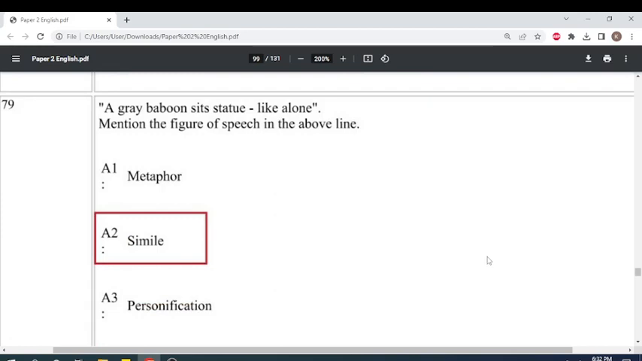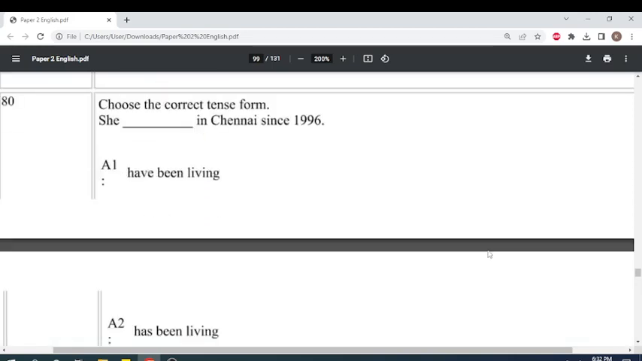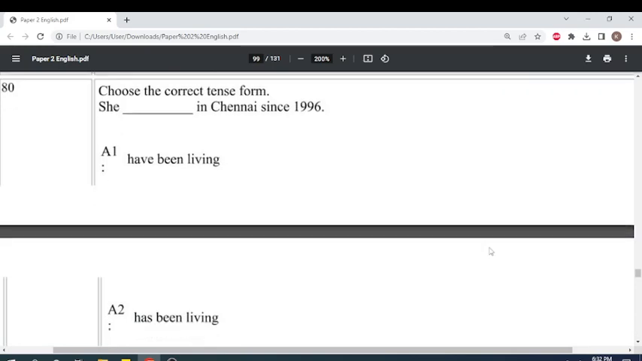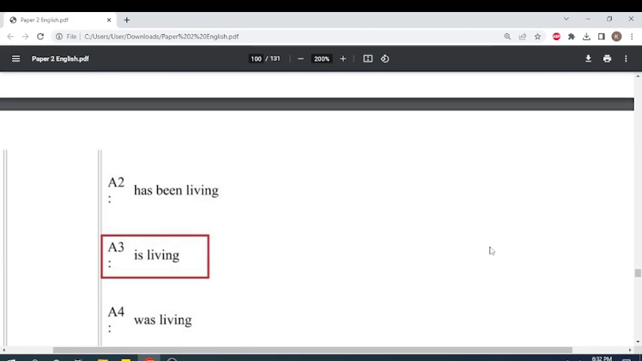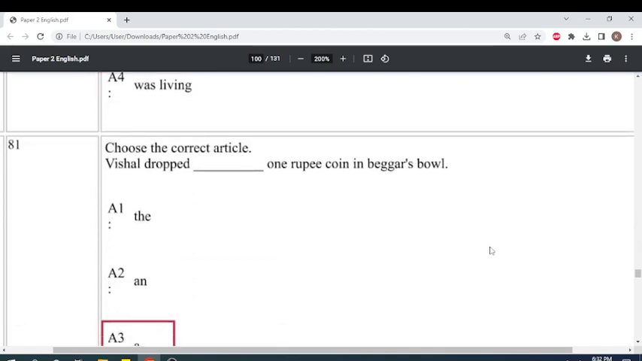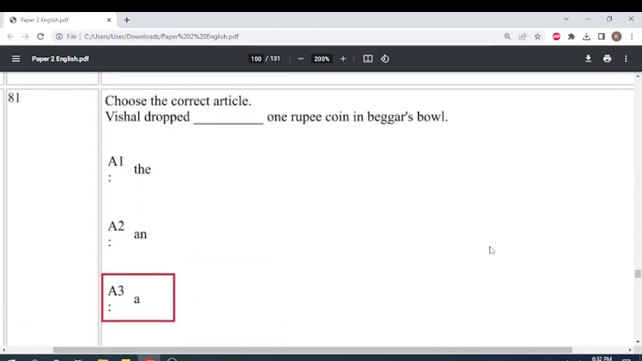79. A grey balloon sits statue-like. Mention the figure of speech in the above line. Answer A2, simile. 80. Choose the correct tense form. She dances in Chennai since 1996. Answer A3, is living. 81. Choose the correct article. Vishal dropped dash 1 rupee coin in the beggar's bowl. Answer A3, a.